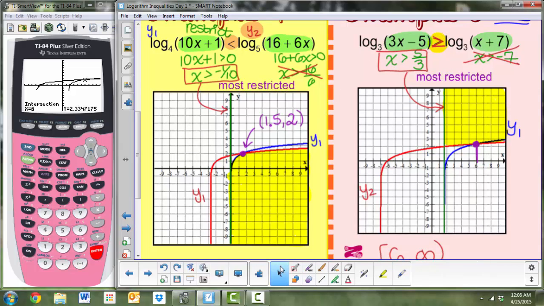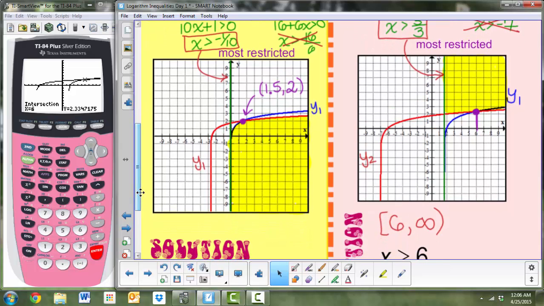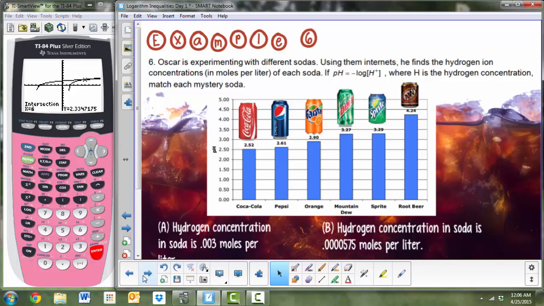Not too bad. The logarithms will be the trickiest, but we will spend some time and we'll go through them, and we'll take another day on it. So this is just the first day. Still not too terrible, though. So I'm going to go ahead and show you an application of these, experimenting with different sodas, using them to find hydrogen ion concentrations, pH. I know you've seen this already in chemistry. Who would have thought it would have trailed into Algebra 2?